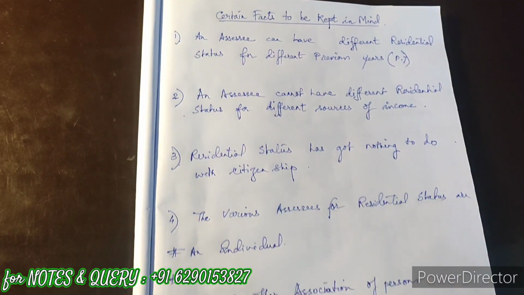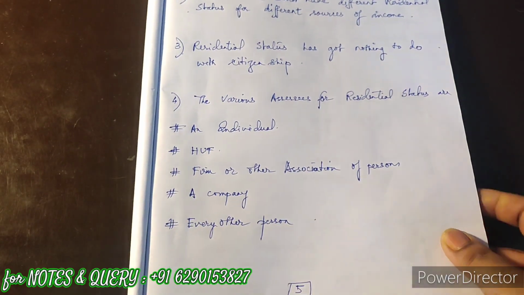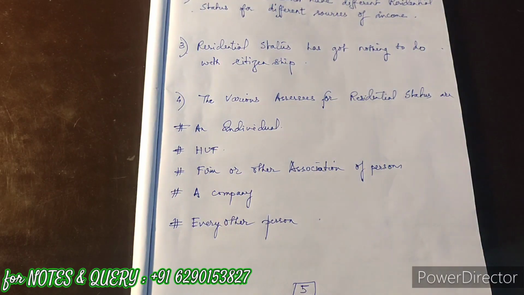Now next, number 4. The various assessees for the residential status are an individual, HUF, firm or other association of persons, a company, and every other person.